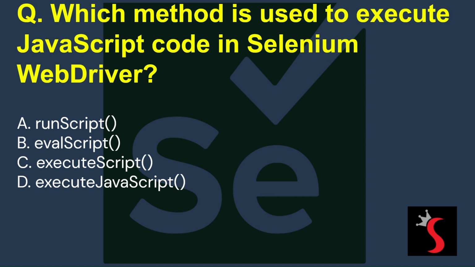Which method is used to execute JavaScript code in Selenium WebDriver? A. Run script. B. Eval script. C. Execute script. D. Execute a JavaScript.